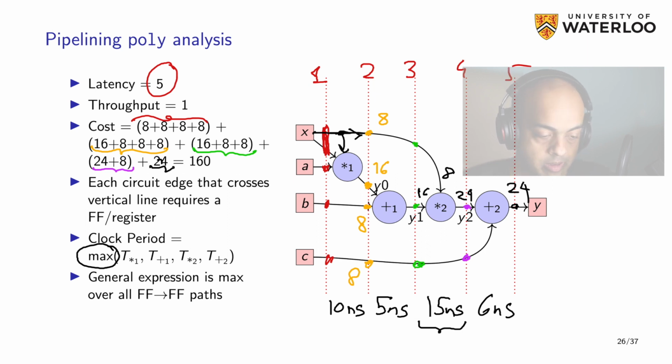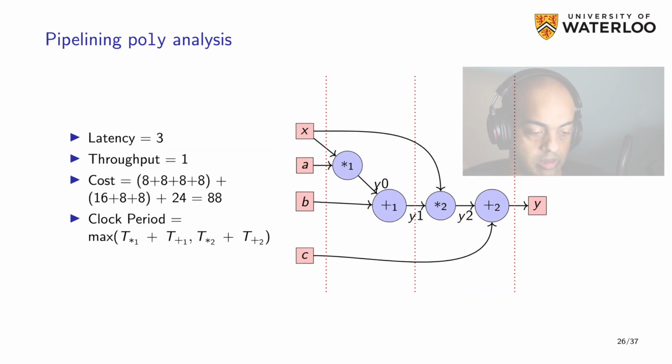Okay, so this makes sense. Now we can move on to the next step. So in this case, you only have that one intermediate stage. So the latency here is going to be 3. I can count 1, 2, 3. Latency is 3. Throughput again is 1, because I can push one set of inputs every cycle.